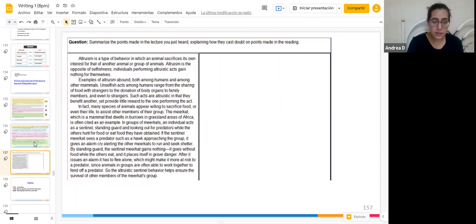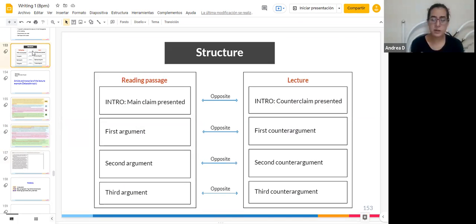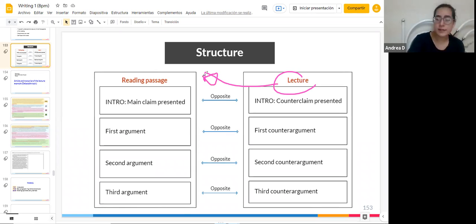And then after you're done reading, you will have to listen to the lecture. Now the lecture is going to be the exact opposite of what you had in the reading. So this is how it looks, to make it more visual. The professor in the lecture is going to try to object to whatever the reading said. So if the reading says people are better than animals, the professor is going to say the opposite. I think you're wrong, animals are better. If the reading says in the first argument, people are more empathetic, the professor is going to try to object to that point. The same with the second and the third. So that's what you will have in the lecture.